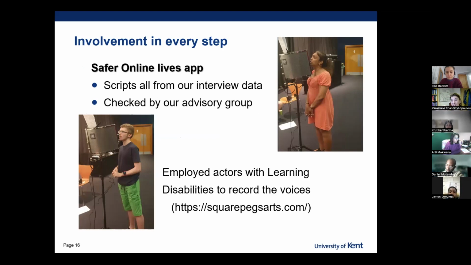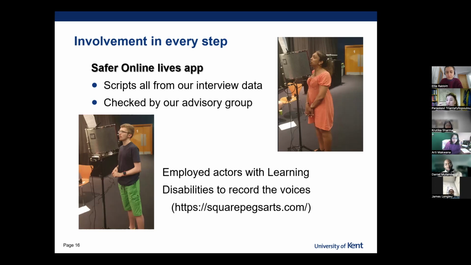Next step for us was to actually put together the app that we are currently doing. I don't have more information to give you because it's being finalized this week, I think. It's a really exciting time for us. With the app, we use scripts from our interview data. So these are all true stories that we've put in there. And the way that things are going forward, they're all being checked via our advisory group, meaning the group of people with learning disabilities.